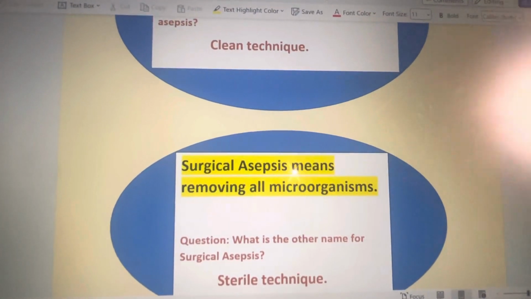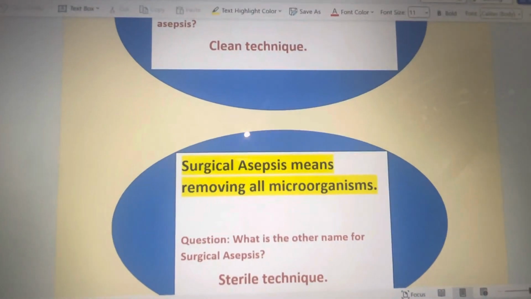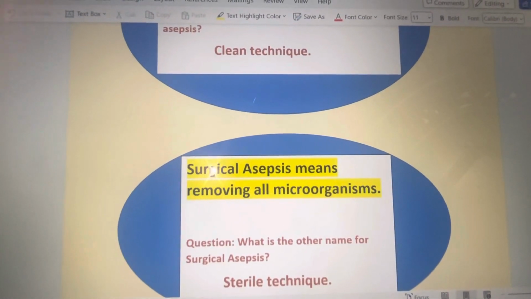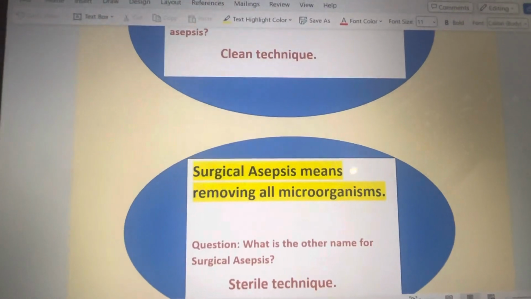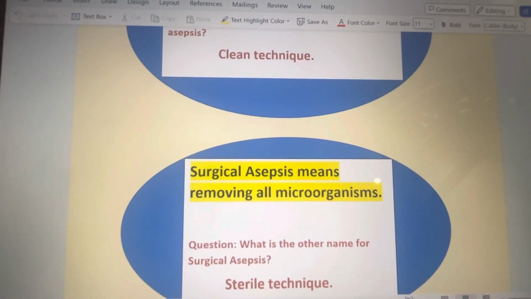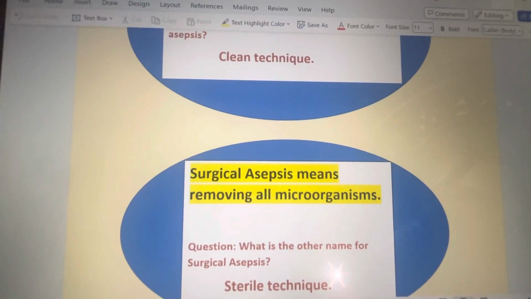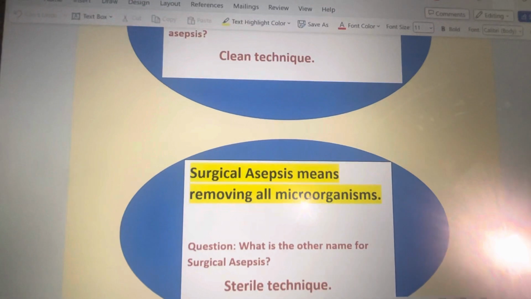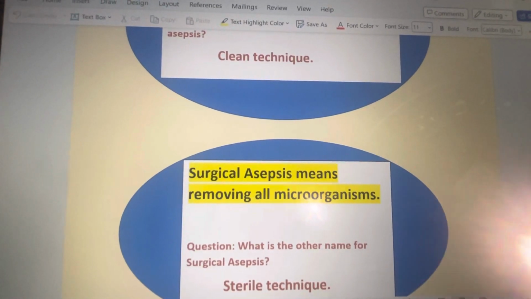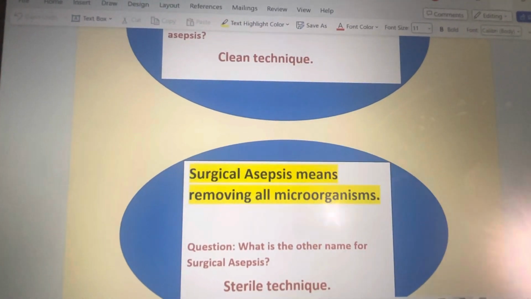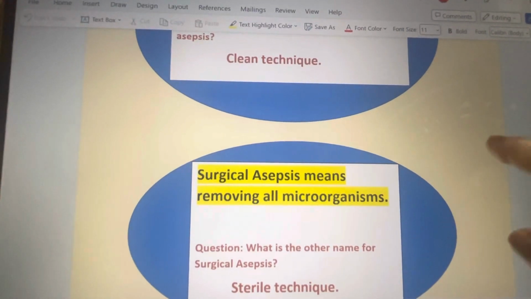So we can remember that surgical is related to surgery. That's why we don't want any microorganisms in that area, and that's why we need the sterile technique, sterile field. So we can relate these two together, and we can memorize that we don't want any microorganisms there. So that's how we can memorize and learn it.